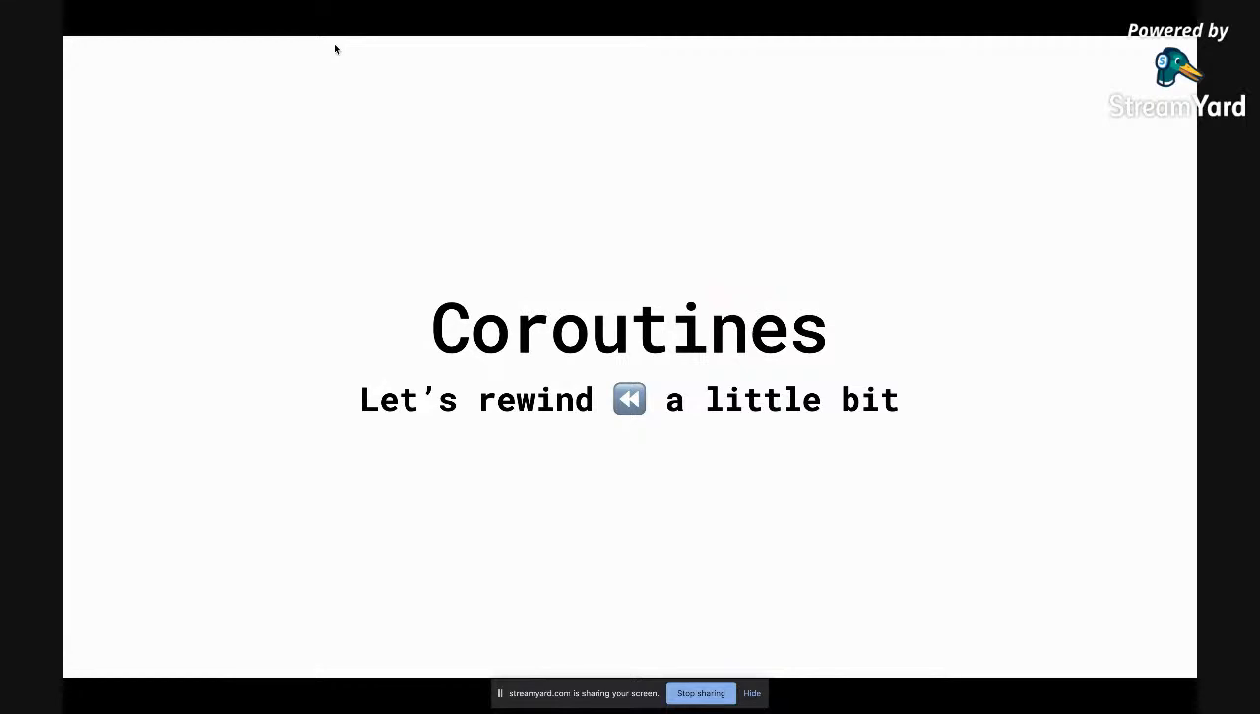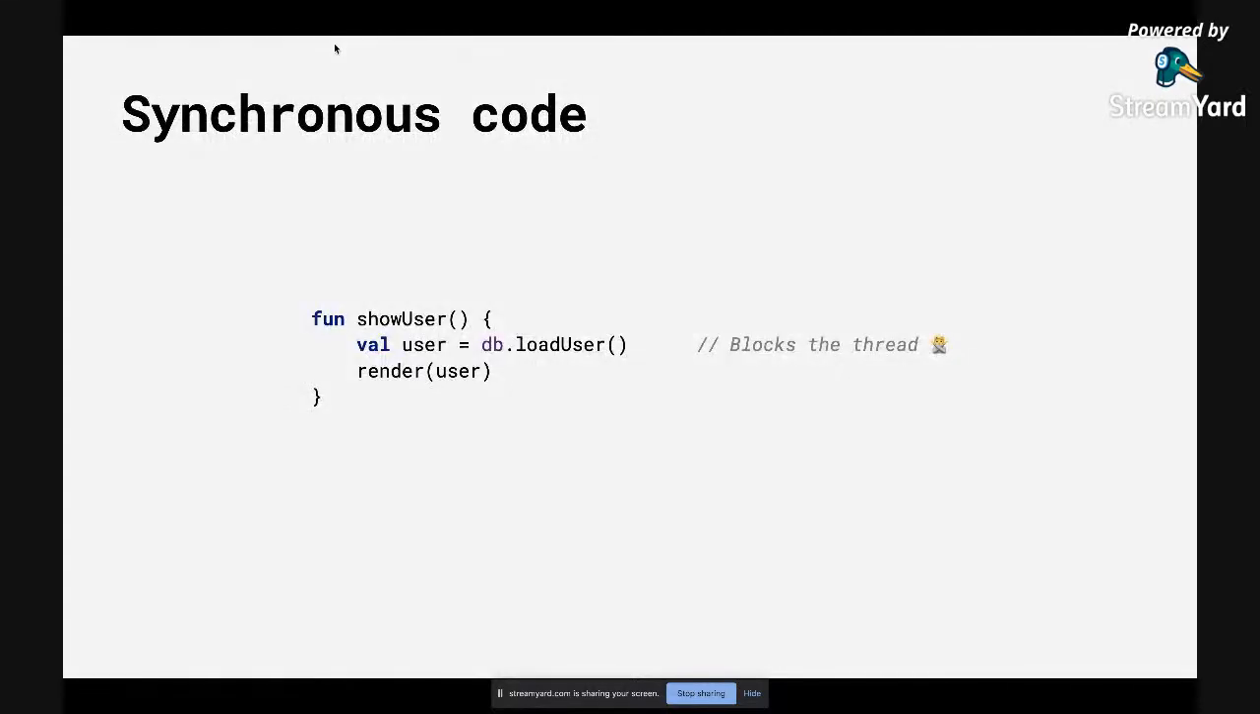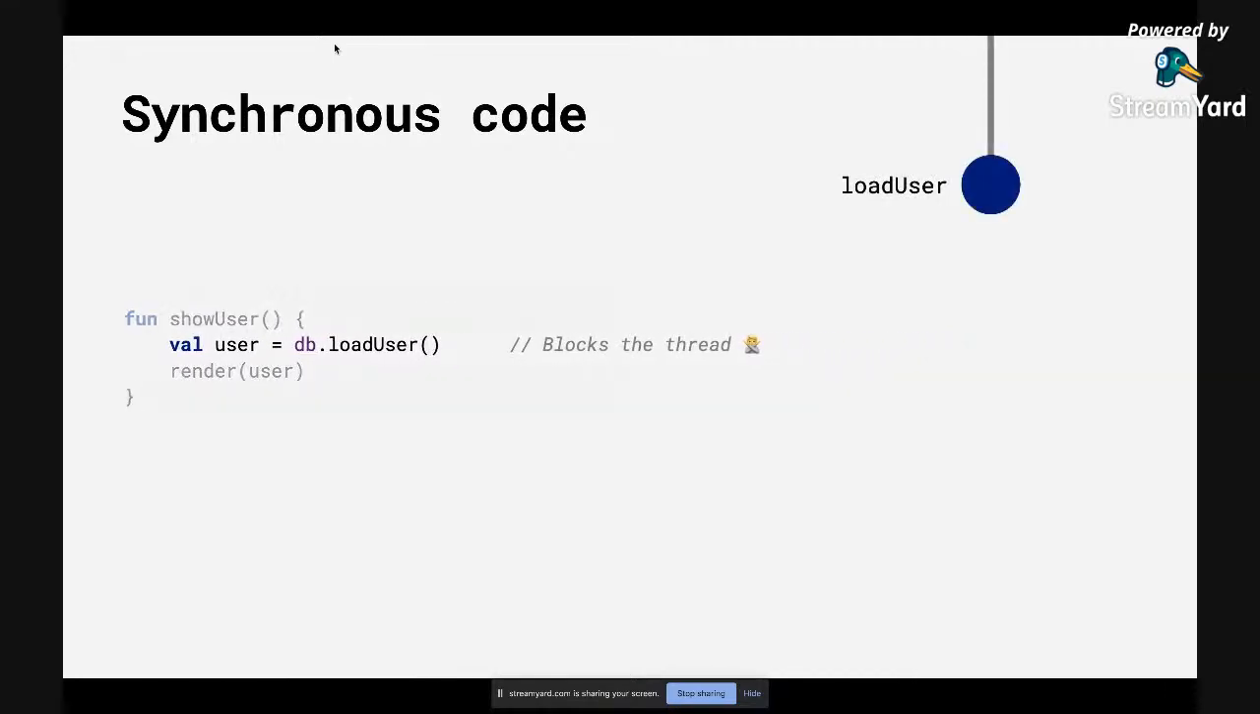Before we go into what Kotlin Flow is, let's rewind a little bit and look at what Kotlin gave us, that is coroutines. They basically simplified asynchronous programming in general and especially on Android. Let's take an example of a synchronous function called show user, which internally loads the user from the database. When this function calls load user, it blocks the current thread and waits till the user is loaded from the database. This blocking is bad because at this moment the whole UI is frozen, making the user unhappy, which you would definitely not want.